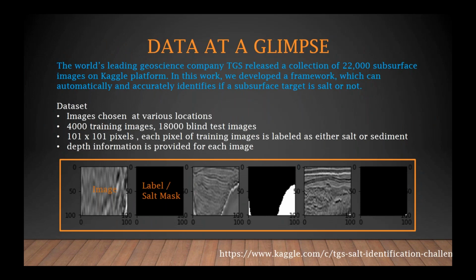headquartered in Houston, launched a competition on the Kaggle platform and released 20,000 subsurface images. These images are chosen at various Gulf of Mexico locations. We got 4,000 training images and 18,000 blind test images, which is quite a big amount compared to the training set we have. Each image is 101 by 101 pixels, and each pixel of training images is labeled as either salt or sediment.